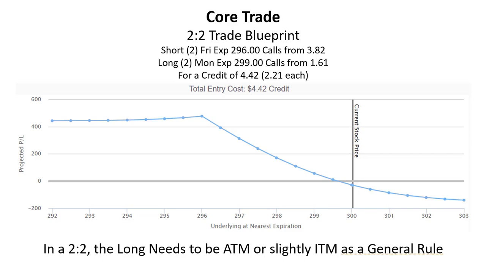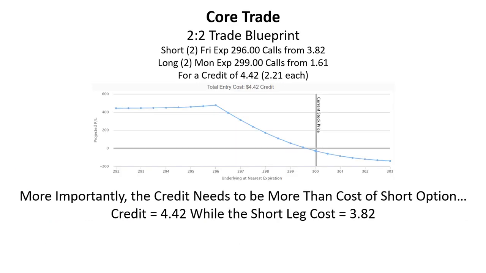I just want to give you kind of a heads up of where we're going with a 2-2 and what the purpose is. In a 2-2, again, the long needs to be at the money or slightly in the money as a general rule. And the further in the money it is, the lower your risk is going to be, but the closer it's going to be. All right, so the market's not going to have to move up quite as much to hit that risk if it's further in the money. Again, you'll see that kind of borne out. But more importantly, and this is kind of where we start to get into some of the details of why the numbers need to be what they need to be.